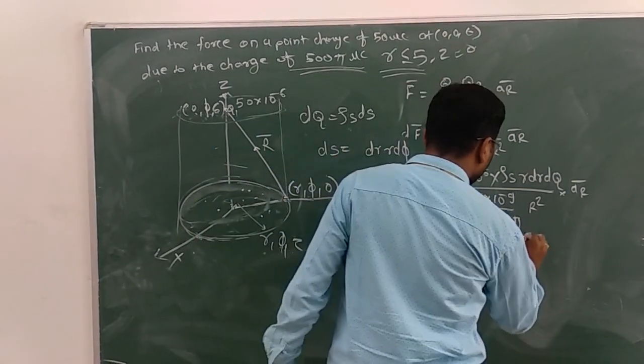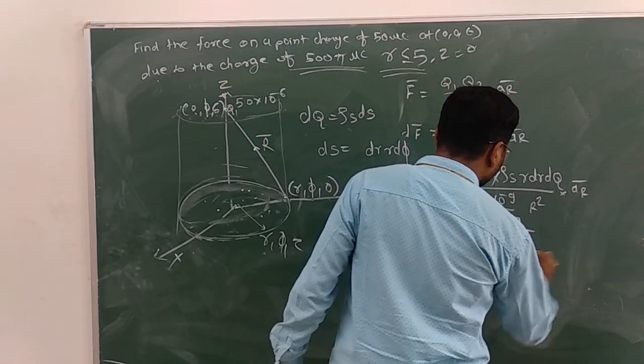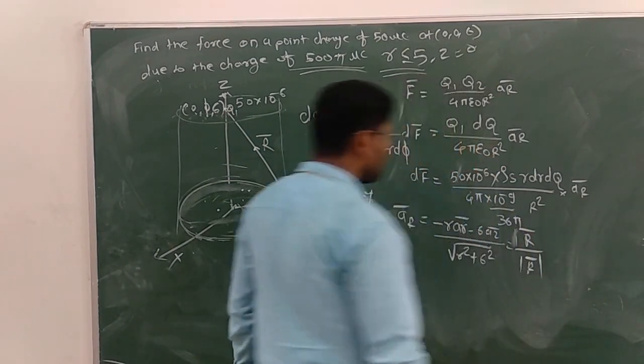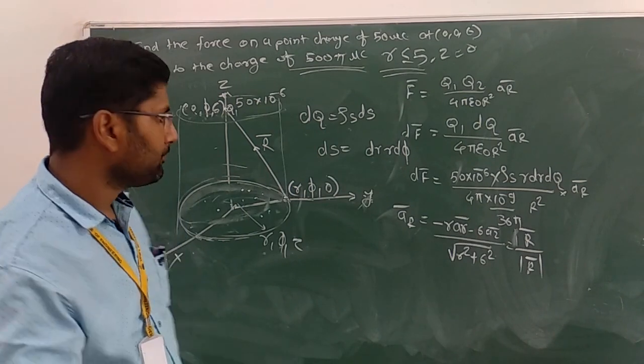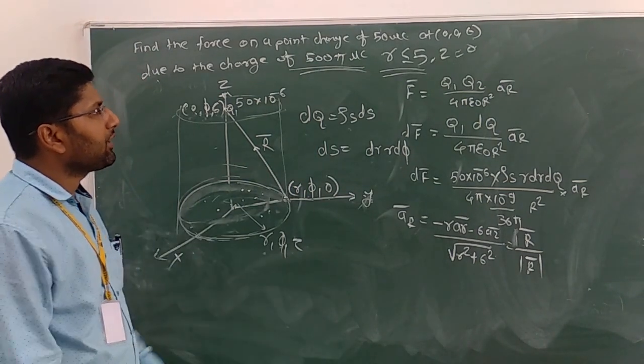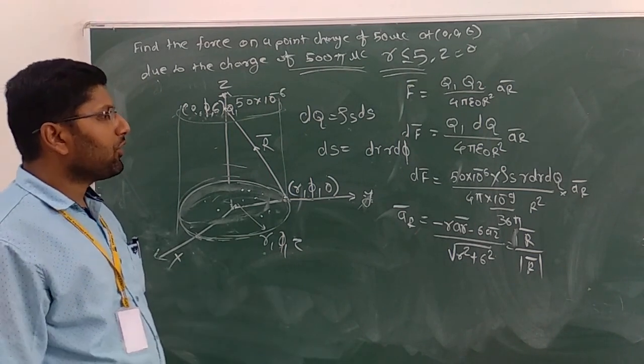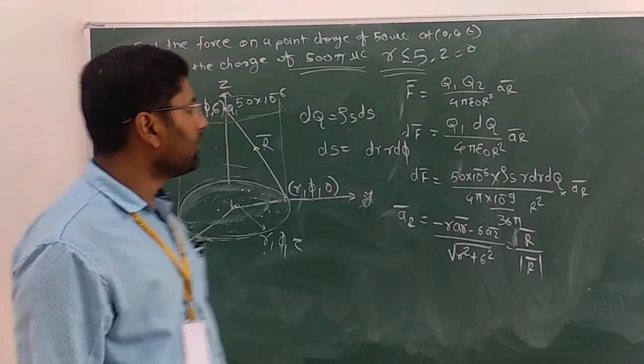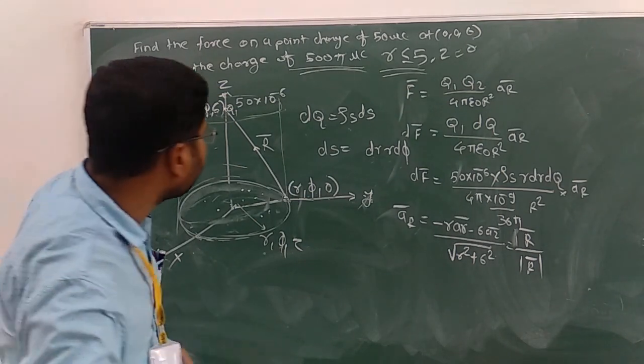That is r bar divided by mod of r bar. That is the equation for ar bar. So we have calculated ar bar. Now what you have to do? We have to put it into the final equation.